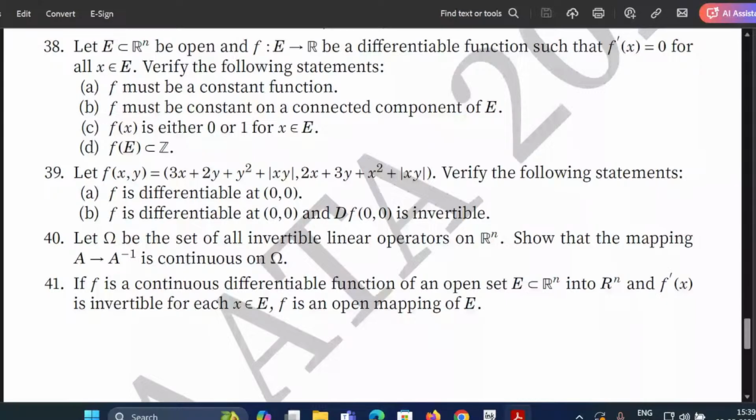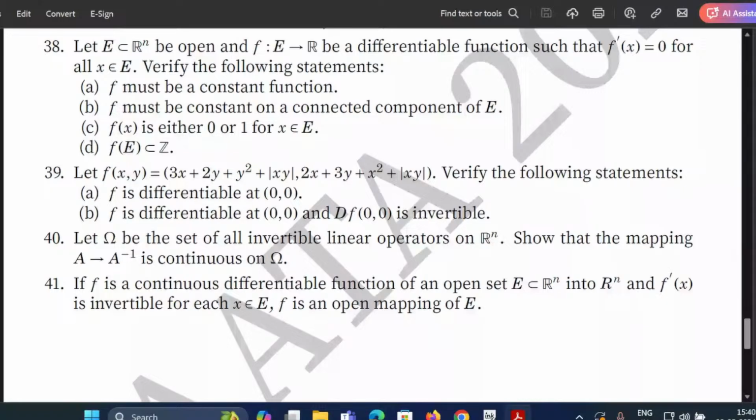So what did you prove? If we have a continuously differentiable function defined on an open set, and if the derivative at each point is invertible, then the function is an open mapping. Open mapping means it will map an open set to an open set. So it will map an open subset of E to an open subset of Rn. So that's the idea. It's an application, just a corollary, of the inverse function theorem. That's one of the applications.